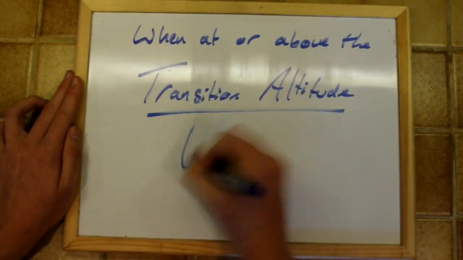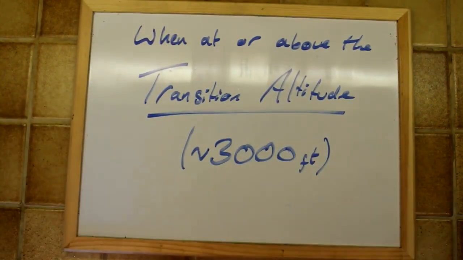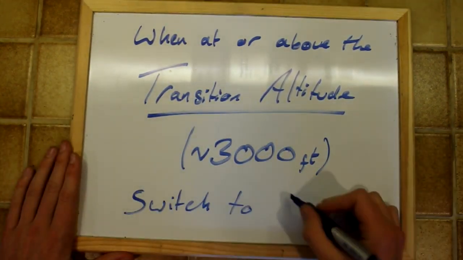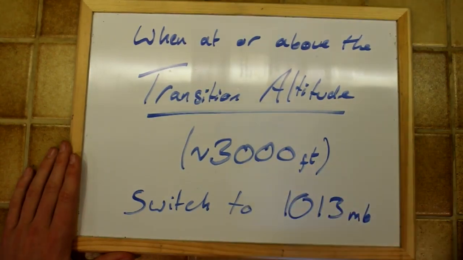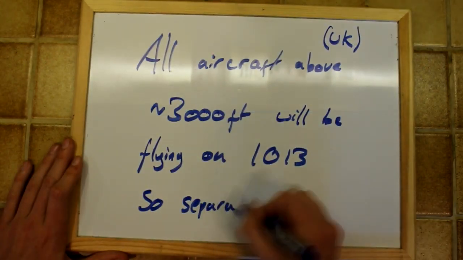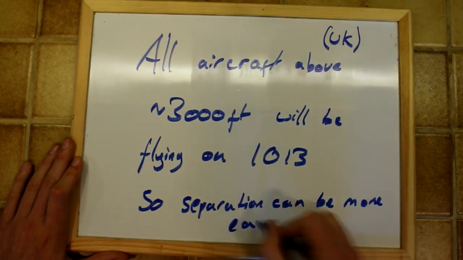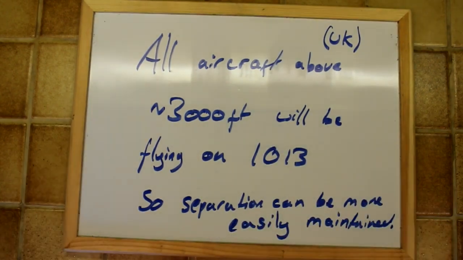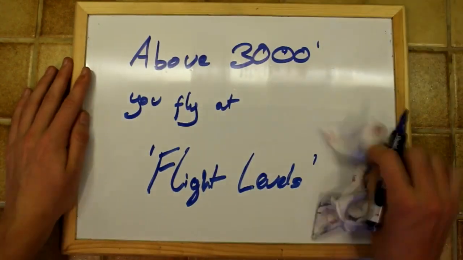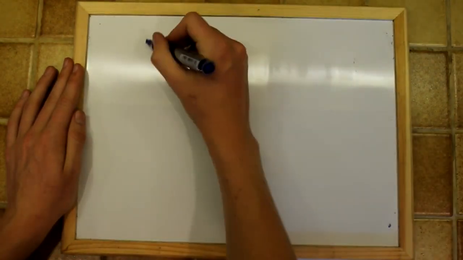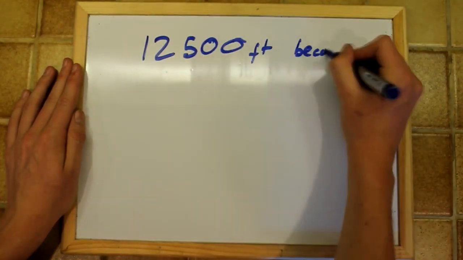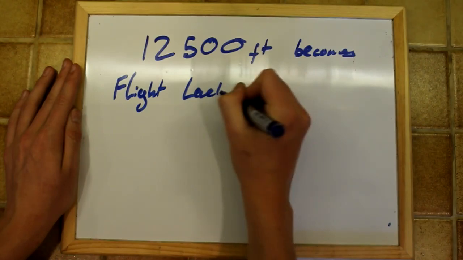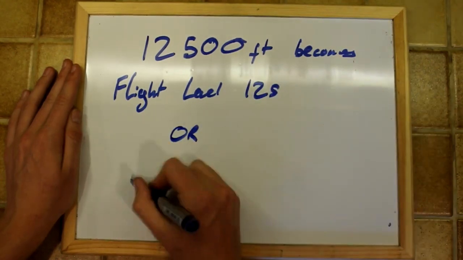In the UK, roughly 3,000 feet is known as a transition altitude. At this altitude you'll switch from using the QNH to using 1013 millibars. This is so that separation can be more easily maintained. Above the transition altitude you fly at flight levels. You basically knock the last 2 zeros off your altitude to give you your flight level. So, 12,500 becomes flight level 125.